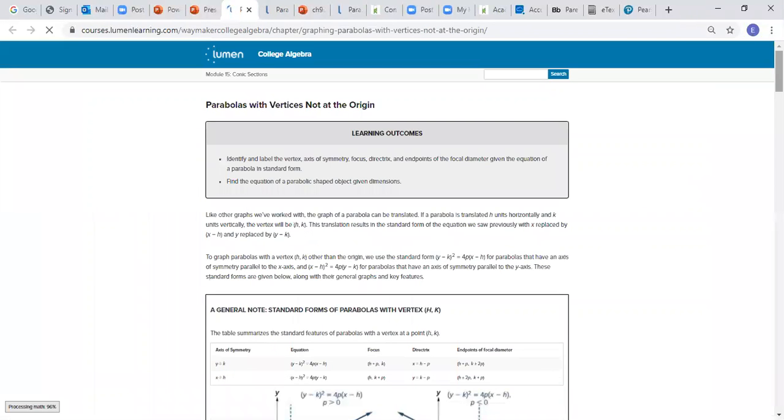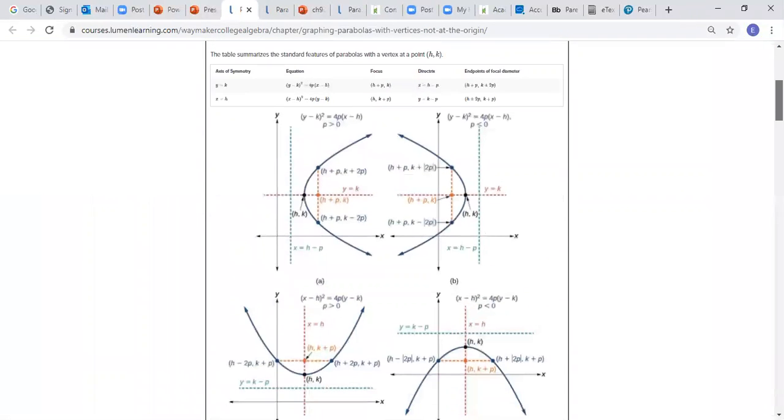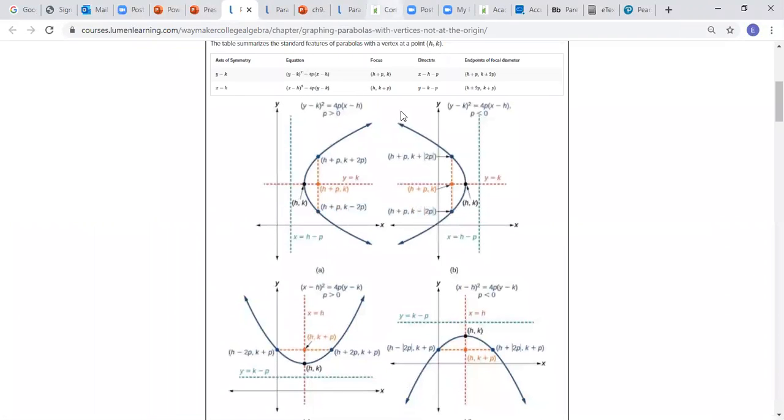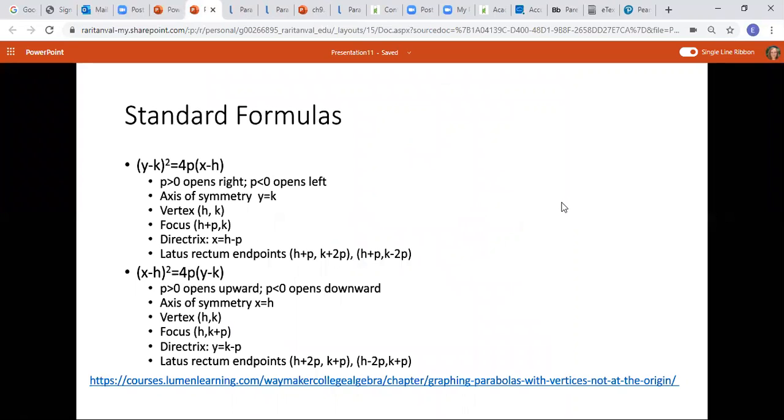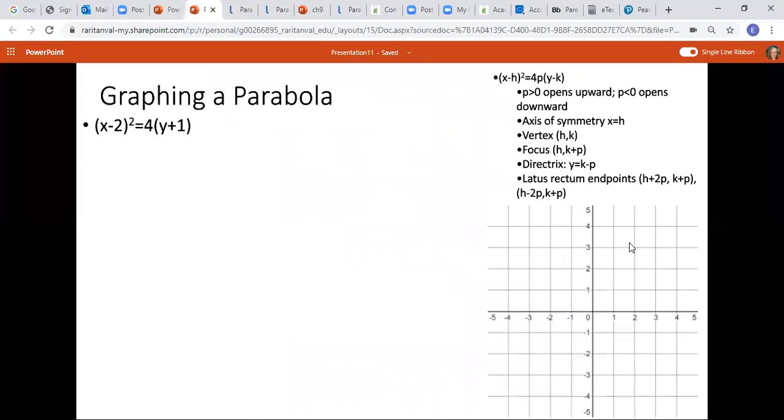I have this link in here. I really like this table because it has both the equations and the graphical representation. So this is here if you want to take a look. I am going to go through a couple of examples using both the equations and graphically how we get there.